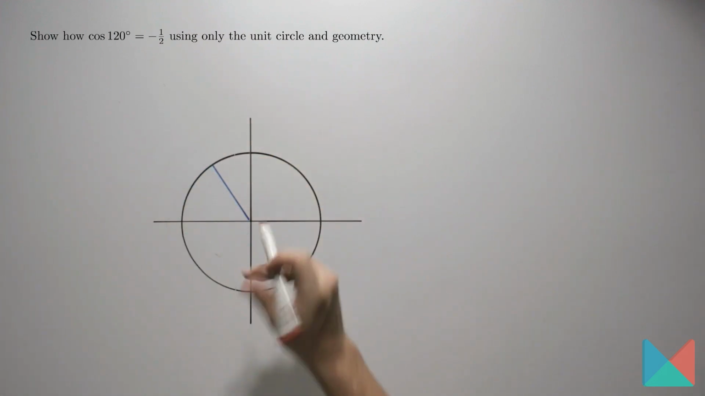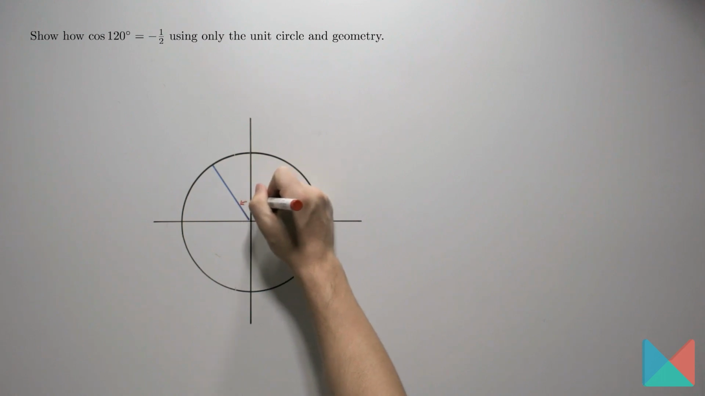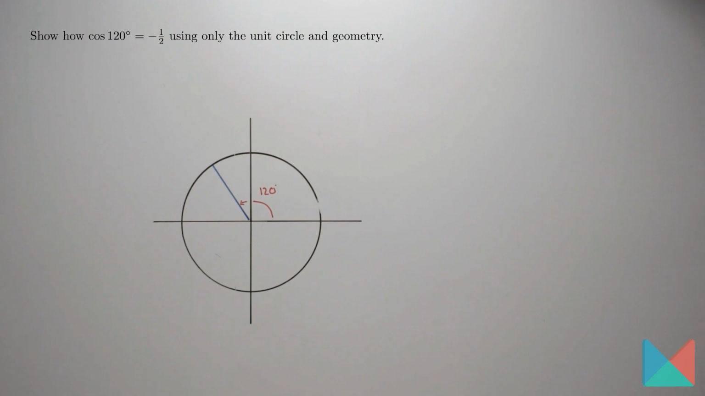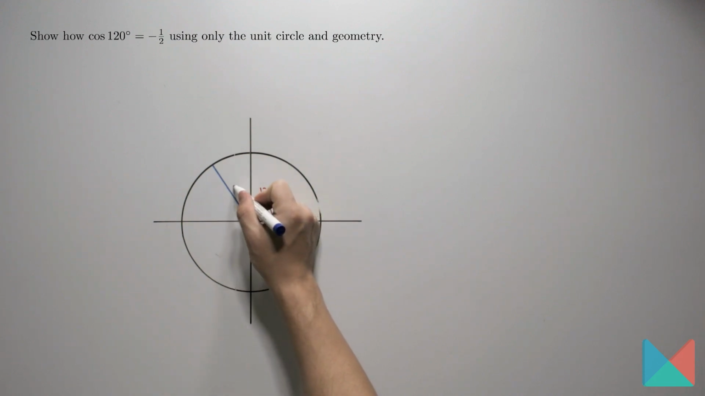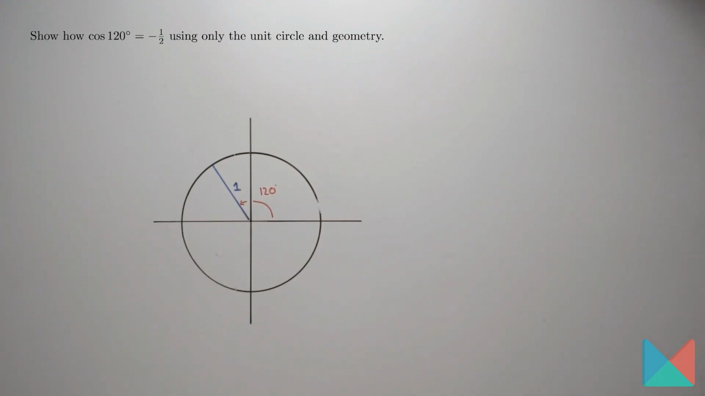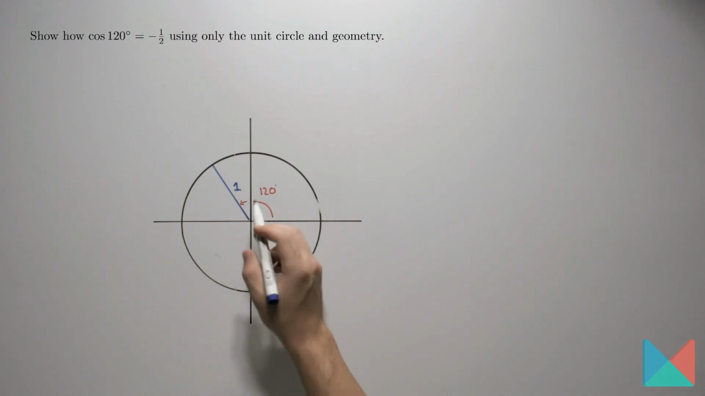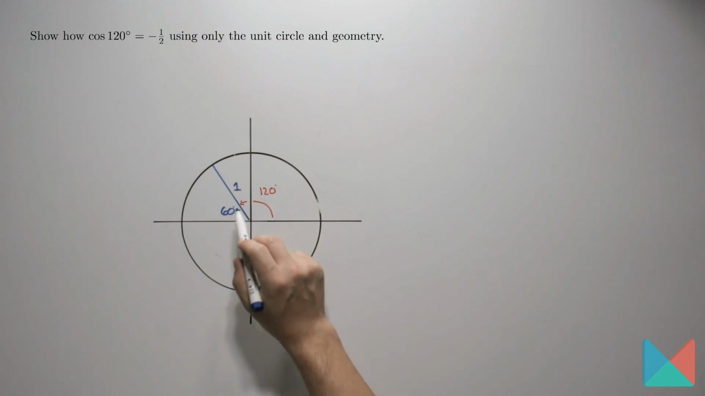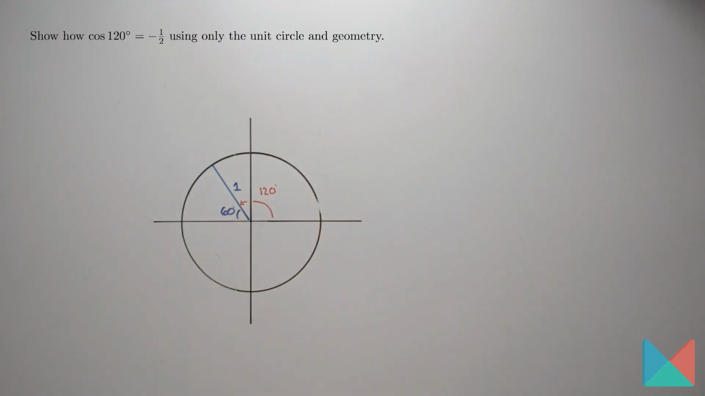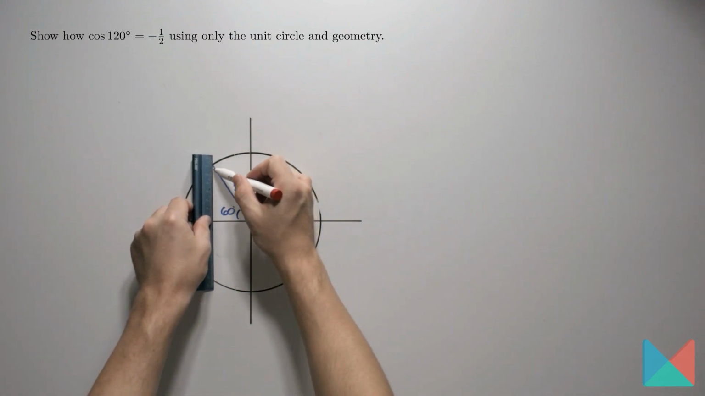And so this angle is going to be our 120 degree angle. We can also fill in some information, so we know that this length here is going to be 1, being the radius of the unit circle, and the angle here must be 60 degrees, as 120 plus 60 will get us to our 180 degree angle. And now let's make this into a right triangle and see what we can achieve.